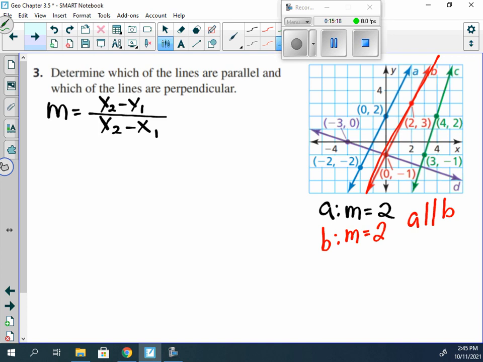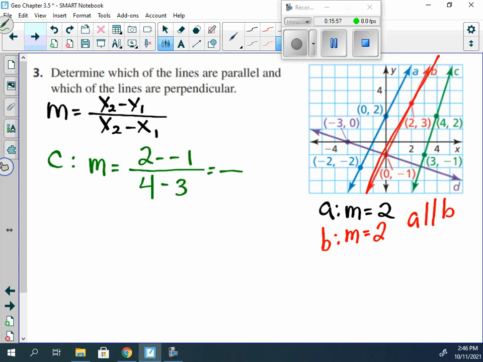Let's look at the next one. Because we found A and B, let's find the slope of C. So line C contains the points 4, 2, and 3, negative 1. So our two y values are 2 and negative 1, so we can say 2 minus negative 1. I'm just picking the two y values and plugging them in, because it's really just making sure the x values correspond to the y values that we plug in. Since we plug 2 in first, 4 would go first, and we'd have 4 minus 3.